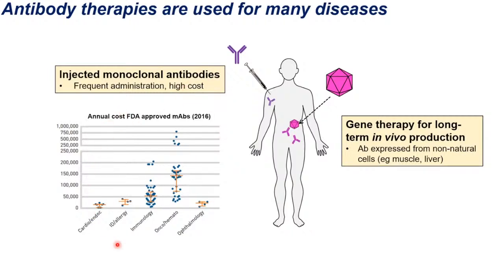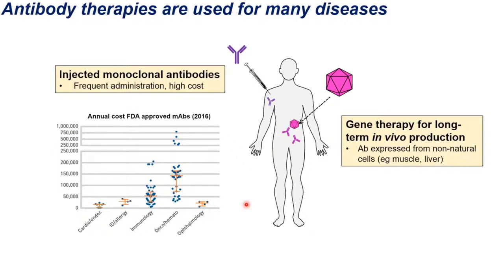This is from about 6 years ago, but this is the annual cost of some monoclonal antibodies that are used. You'll see, especially in the cancer area, oncology, hematology, some of these. I mean, look at these. These are eye-watering costs of these antibodies. So they're great, but they're highly specialized at the moment.